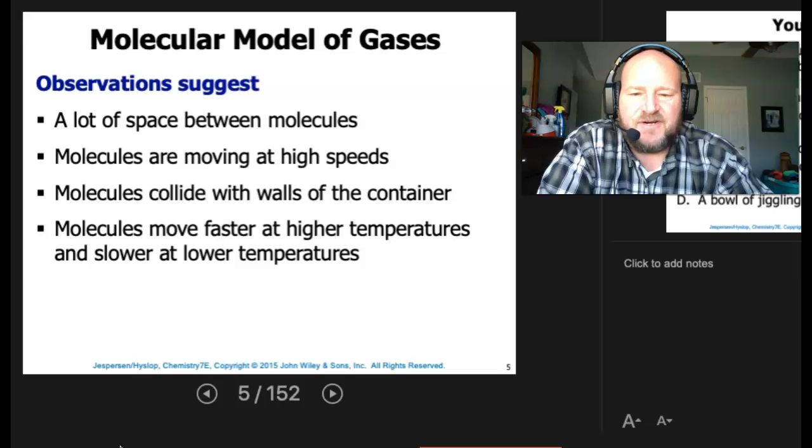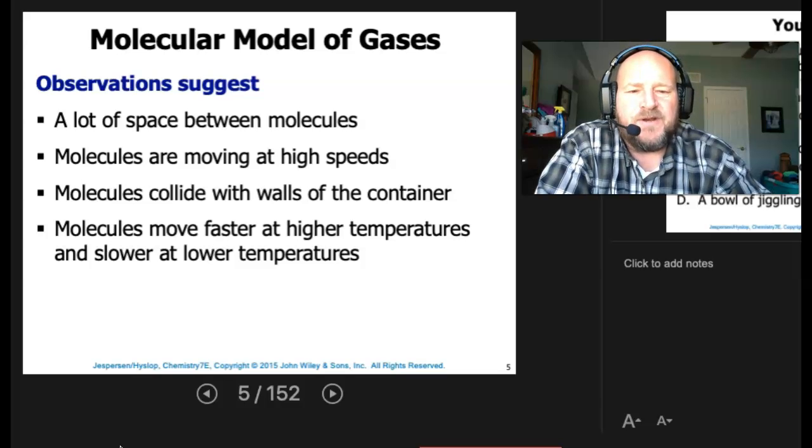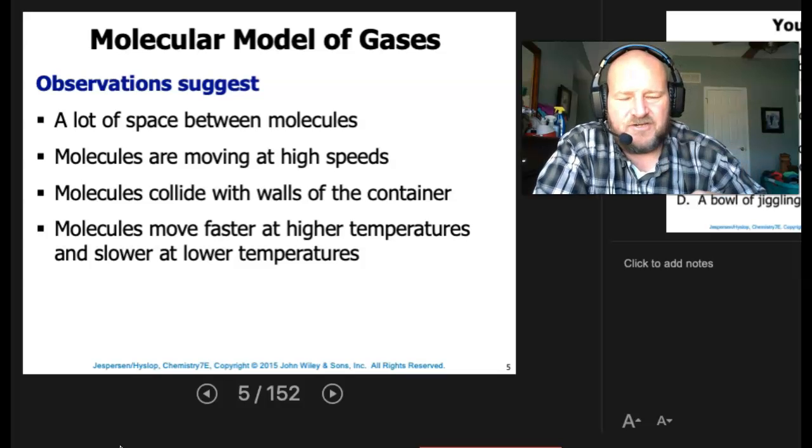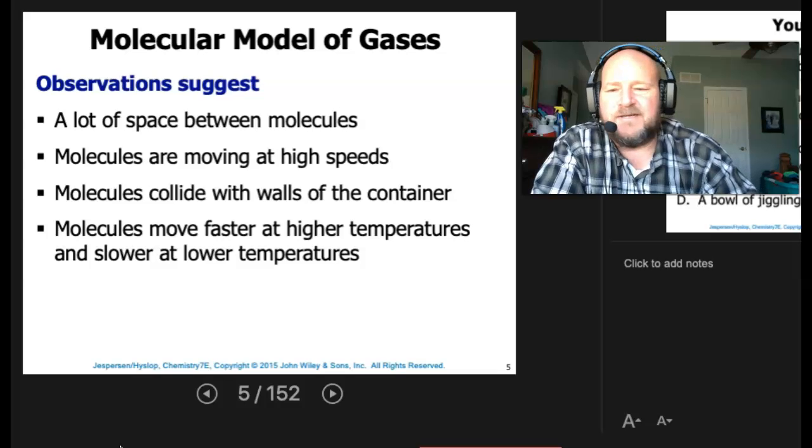Molecules will move faster at higher temperatures. Hopefully that makes sense too. After studying energy, we know that heat is a form of energy. So if I have a little molecule and I give it energy, it's going to move faster, right?